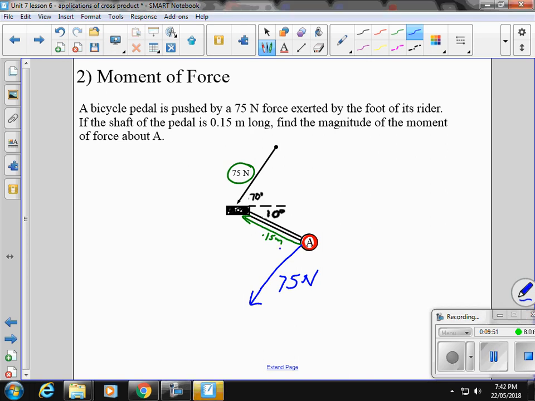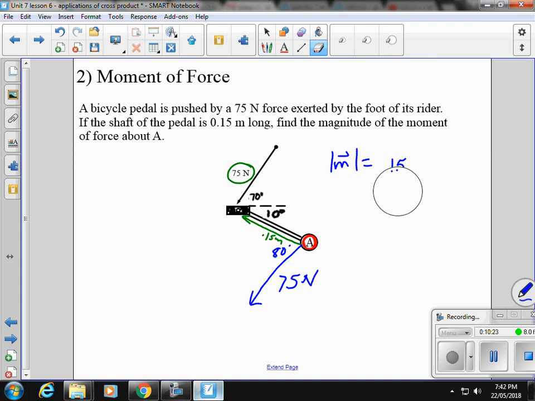So I have created basically a Z pattern. So there is 80 degrees between the length of that axis and the force, which is the 75 newtons. So my cross product would be the moment of force, or the torque. We call that M. And that would be a cross product. I need the magnitude of that distance, 0.15, times the magnitude of the force in newtons. I'm going to do it in the right order. Should be newtons first. 75 times the 0.15 sine 80 degrees.